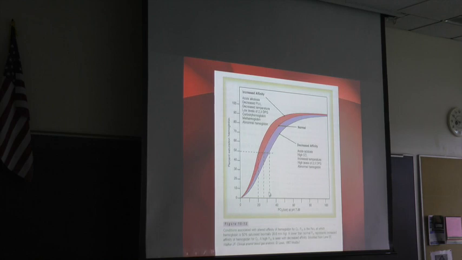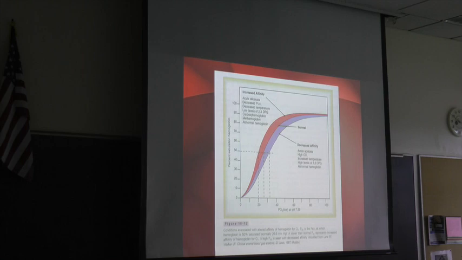And then what if it goes the other way? Instead of being 27, what if it's 20? So the P50 is 20. What assumption could you make? Alkalosis, yeah. And shift to the left, very good.